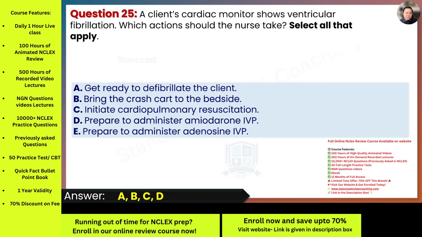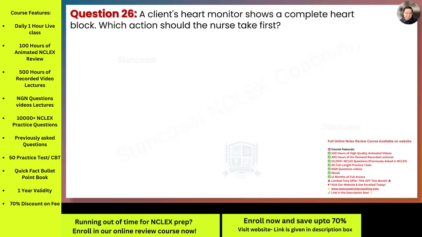So what is your strategy to use in answering this question? Well, you have to focus on prioritizing the interventions that directly address the life-threatening nature of the arrhythmia, and eliminate those options that would delay the treatment or are ineffective for the specific arrhythmia involved in this case. Let's have number 26.